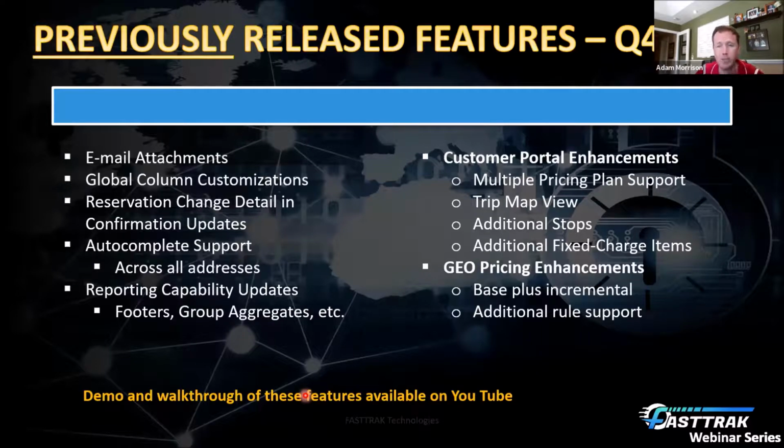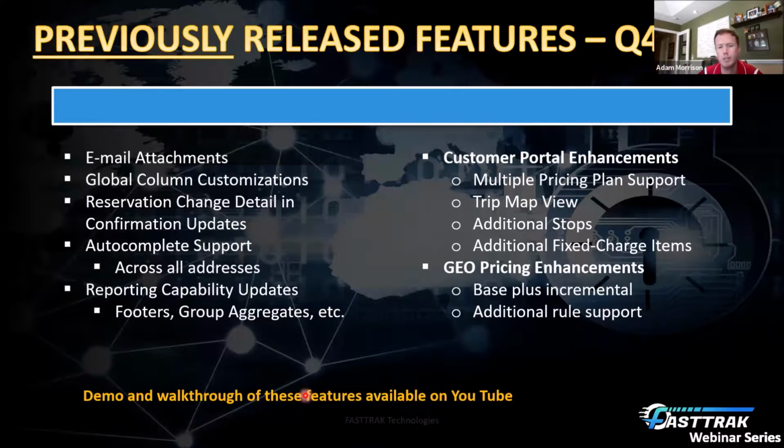Customer portal enhancements. These are ones that were done last release. So multiple pricing plan support, so you can actually have customers search across more than one pricing plan. Showing a trip map view within the interface, or excuse me, within the application. Additional stops. Customers can now add additional stops to the reservation online. And they could also select configured fixed charge items, car seat, bottle of water, whatever it may be. You can expose those and allow those to be selectable and automatically added to your reservation when booked online.